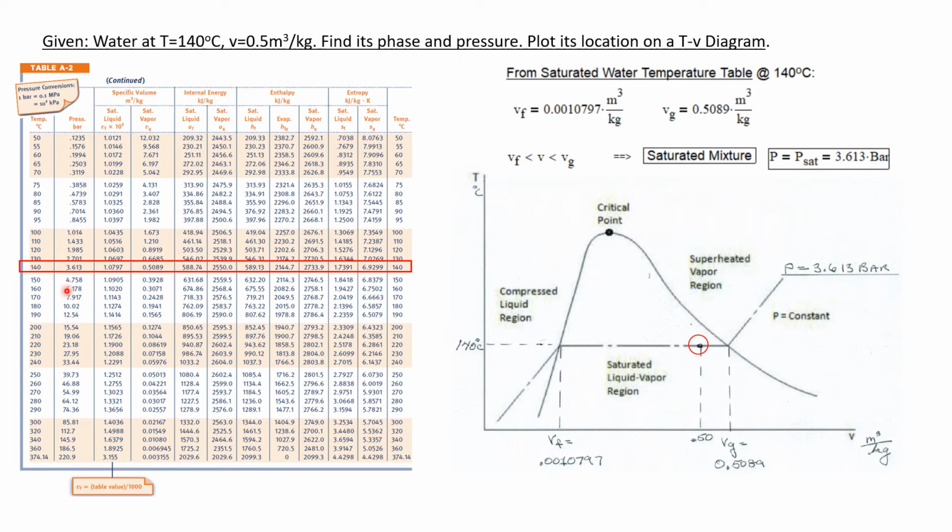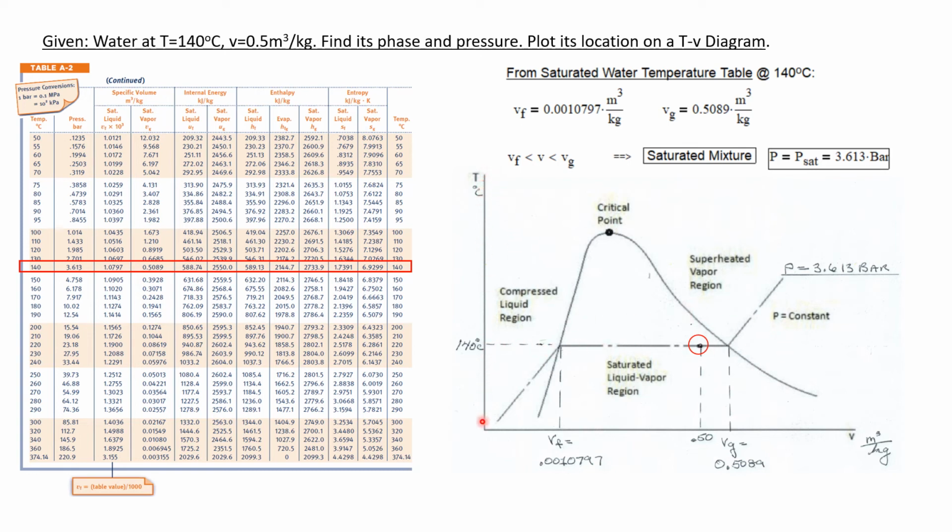So as always, let's begin in the water saturation table. And I'm going to use the temperature table because I know that it's 140 degrees C. So I can come down the saturation table to the 140 degree C row. And the first thing I see is that the saturation pressure at this temperature is 3.613 bar.